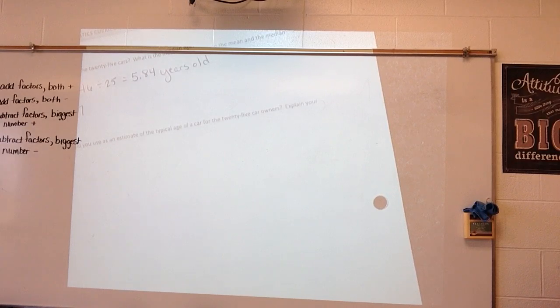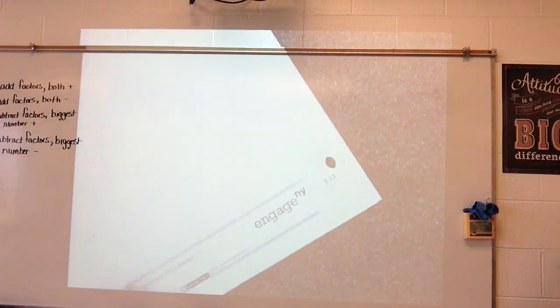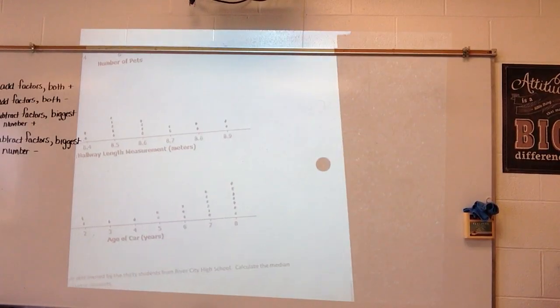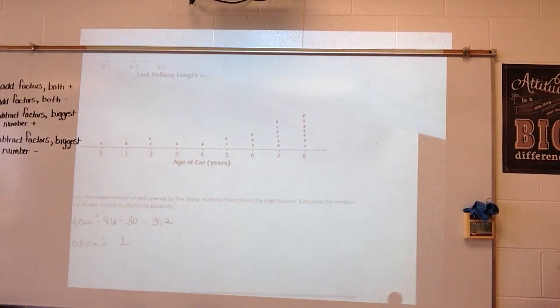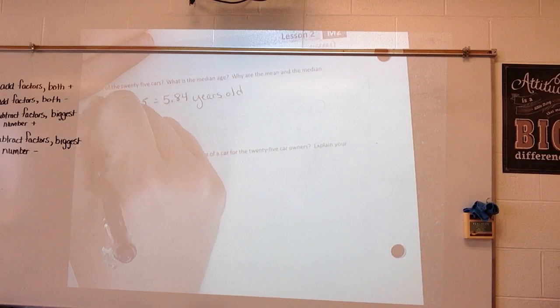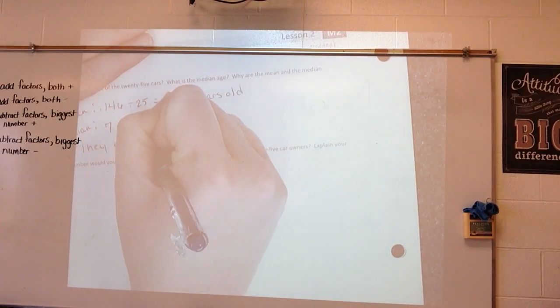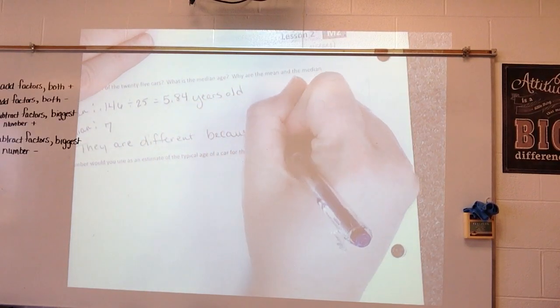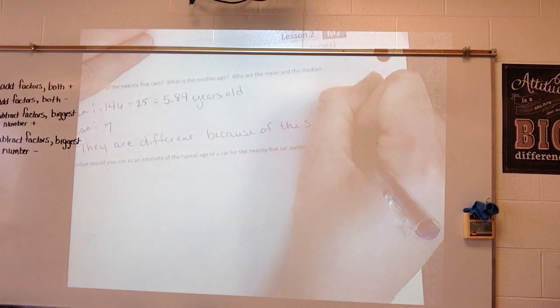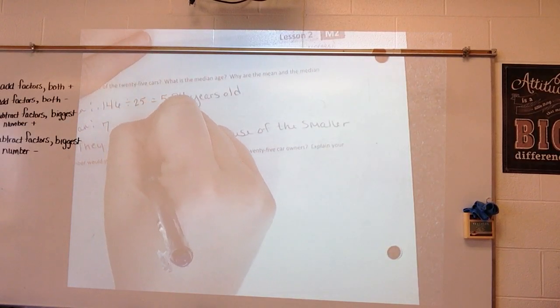So it wants to know why are the mean and median different. They are different. The mean is smaller because of the small values in the tail. So we talked about our tail here. We get a skewed data, and a lot of our tail is these smaller values. So they are different because of the smaller values in the tail.